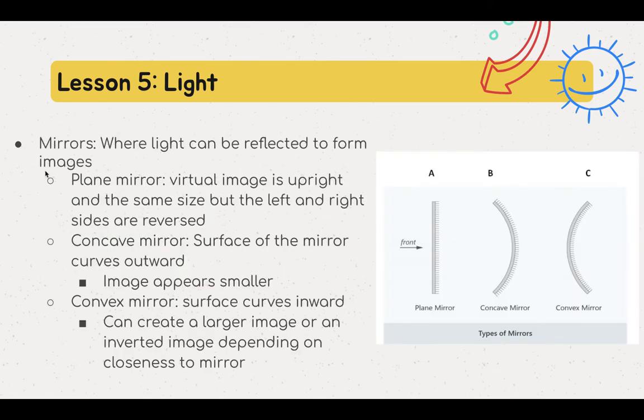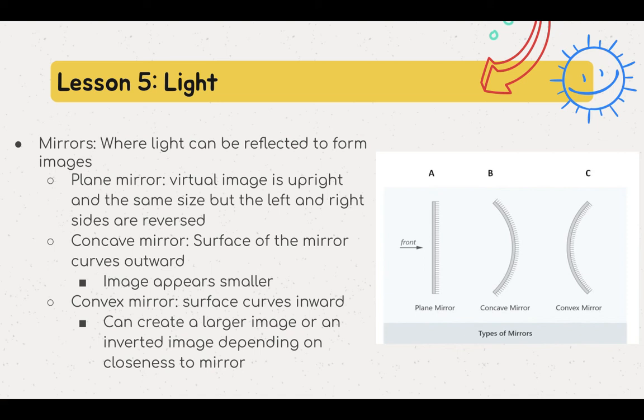Then we're going to be talking about mirrors. Mirrors are where light can be reflected to form different images. So exactly what we see in the mirror when we look at ourselves, that's considered a plane mirror. That's just a virtual image, so we're not really there, right? It's reflecting. We're not really in the mirror, right? So that just means it's virtual. And it's upright, and it's the same size as us, but the left and the right sides are reversed.